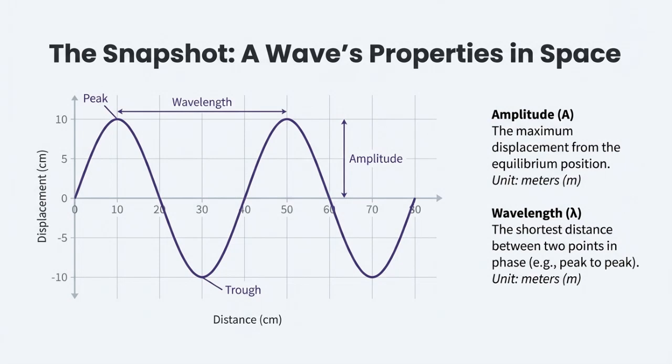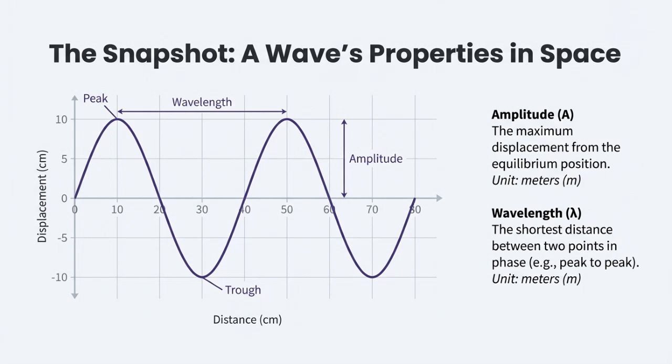Here we see a wave plotted with displacement on the vertical axis and distance on the horizontal axis, showing key features like the peak, trough, amplitude, and wavelength. The peak is the highest point on the wave, while the trough is the lowest. Amplitude measures how far the wave moves from its equilibrium or resting position. This is the wave's maximum displacement and is an important way to gauge the wave's energy.